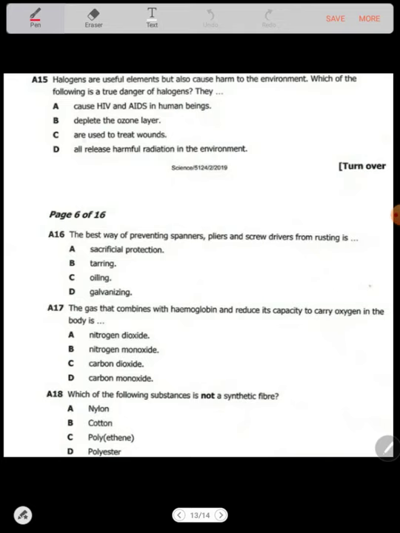Halogens are useful elements but also cause harm to the environment. Which of the following is a true danger of halogens? A. They cause HIV and AIDS in human beings? Not really. They deplete the ozone layer. They are used to treat wounds. They all release harmful radiation in the environment. They deplete the ozone layer. That's the most effect they cause.